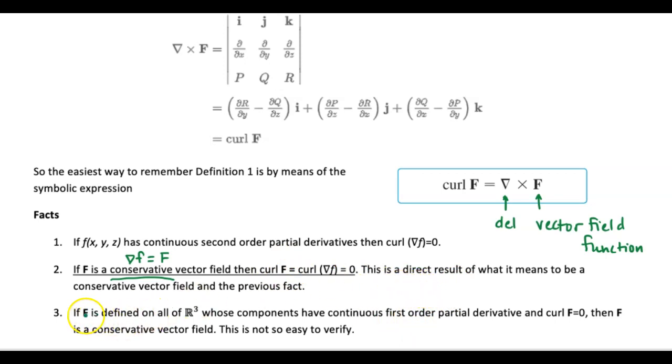And so in number 3, we can conclude that if f is defined on all R3, whose components have continuous first-order partial derivatives, and the curl of f is equal to 0, then f is a conservative vector field. While this isn't very easy to verify, number 2 and number 3 are just converses of each other. So it's much easier to show that f is a conservative vector field if we can show that the curl of f is equal to 0. That's what we're going to do today.